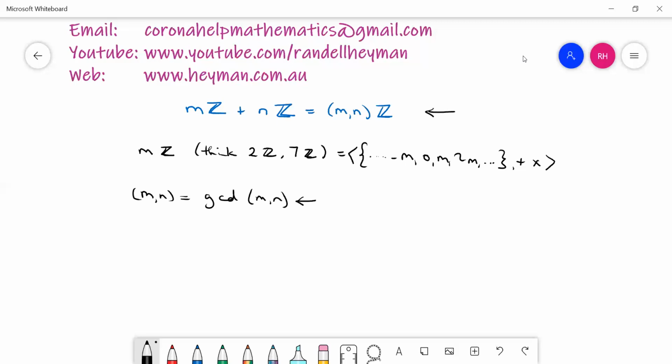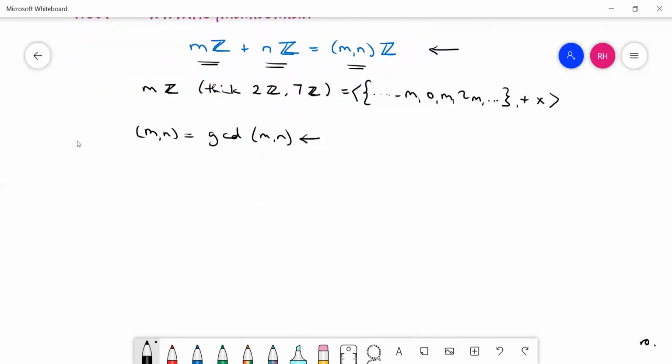So what is this really saying? This is saying that a multiple of M plus a multiple of N is equal to a multiple of the GCD of M and N. So the thing that we need for this is, well, let's just do an example, a thinking example, just to think this through. Let's think about 2Z plus 3Z.